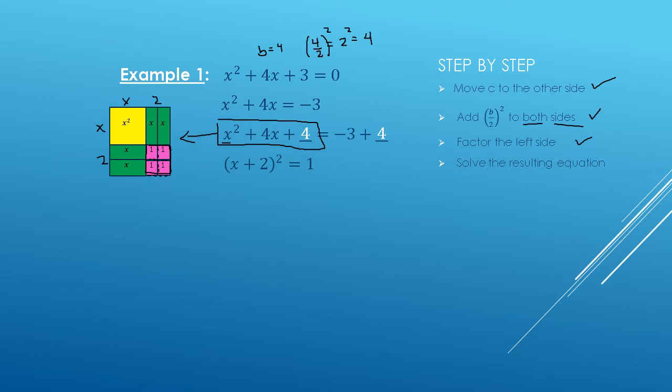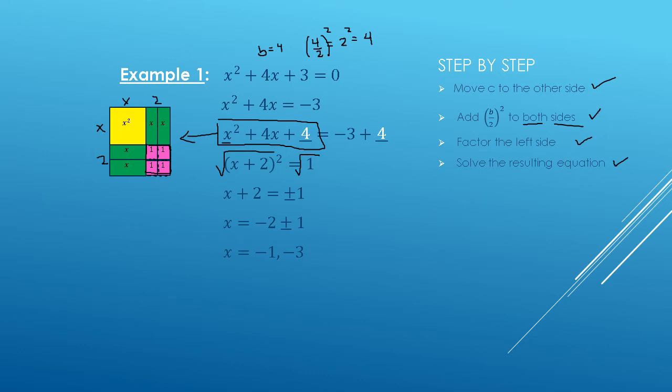So if x plus 2 squared equals 1, what does x plus 2 equal? Well, it equals plus or minus 1. So I square rooted both sides, and remember that gives me that plus or minus. If I flip the 2 over to get negative 2 plus or minus 1, then that can give me my two answers. Negative 2 plus 1 is negative 1, and negative 2 minus 1 is negative 3. That's it. I've completed my steps and I've got my solution.